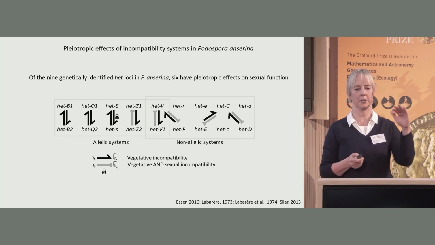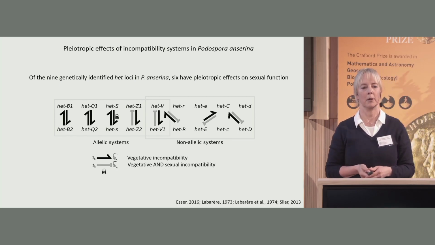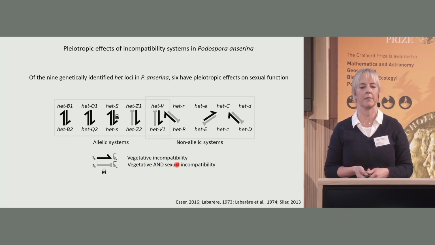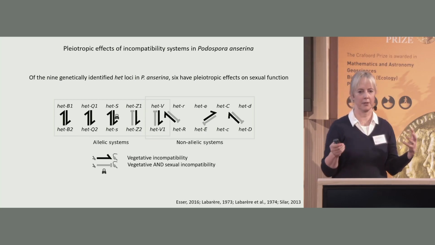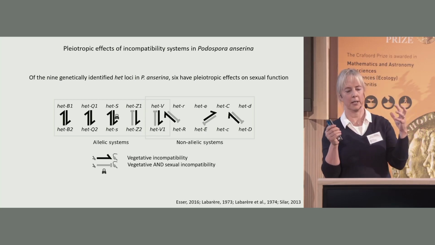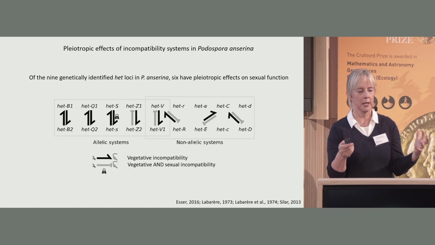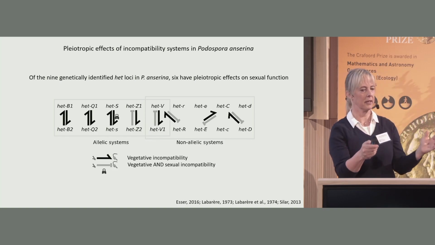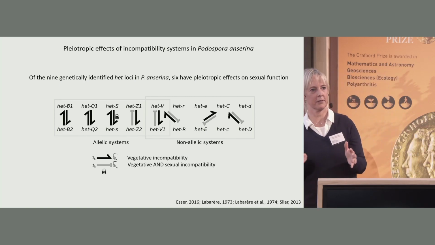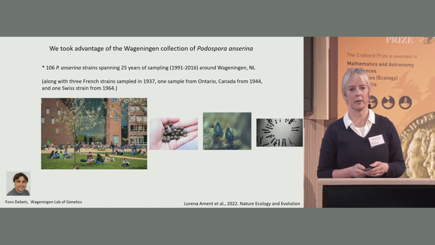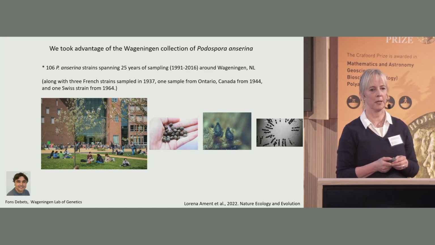The gray bars, or gray arrows, represent those interactions that have a pleiotropic function between vegetative and sexual compatibility. So we have this case of a fungus where the self-non-self recognition is quite well established. We know which loci are involved, and we also know there is pleiotropy on sexual function. So let's see what happens if we look into natural populations.